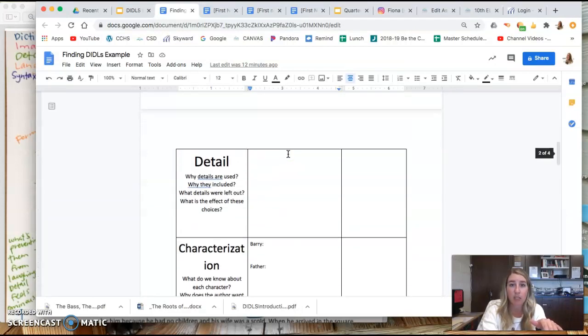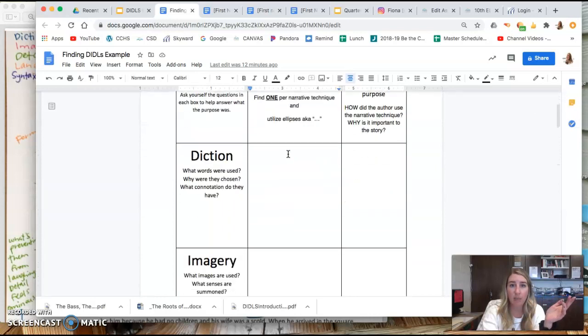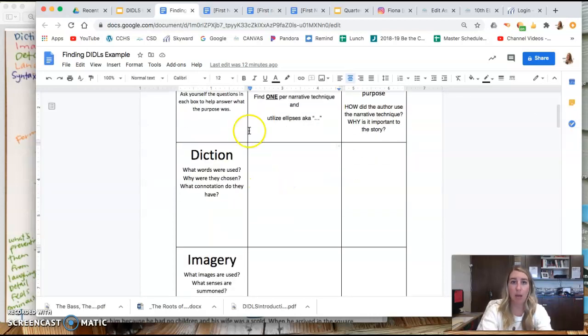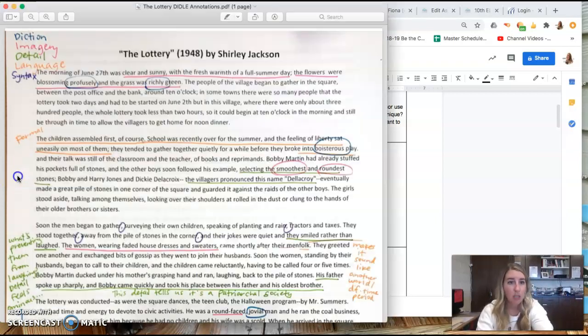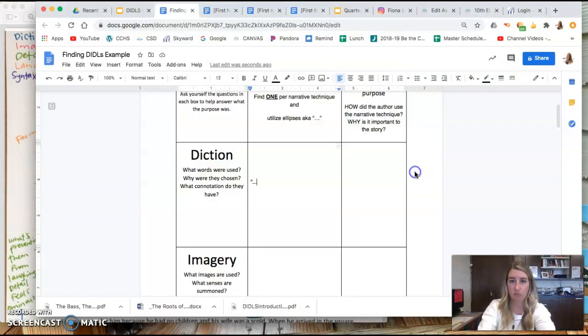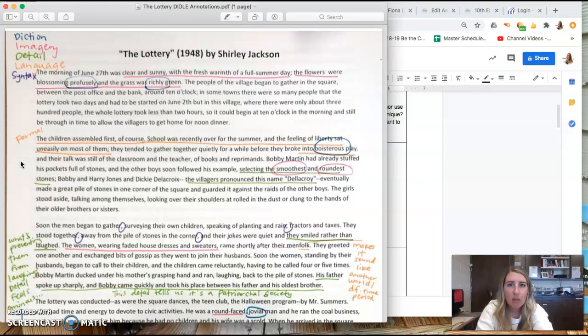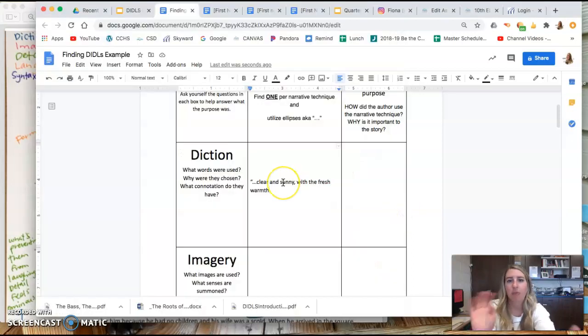So this one asks me to have one example per, so I would type up my quotes. Remember I said you could use ellipses so that you don't have to do the whole thing. "Clear and sunny with the fresh warmth of a full summer day." Okay, I would put the whole sentence, but again, I don't want you to wait forever.